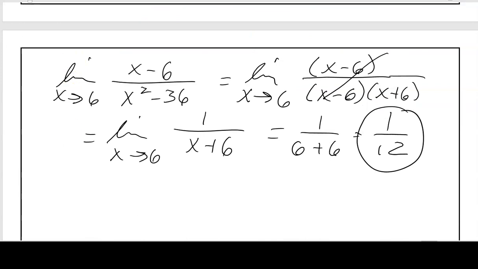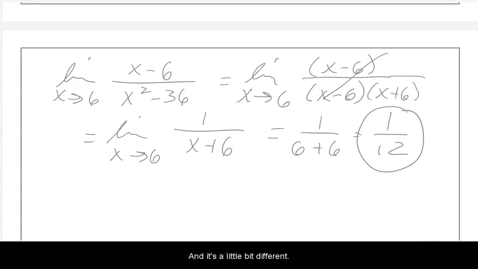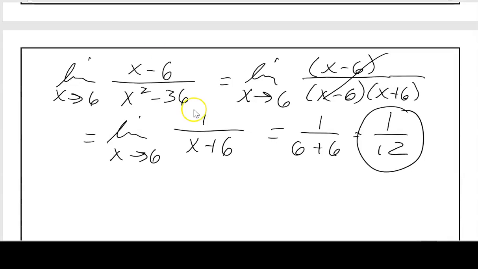Okay. Let's look at this next problem, which is kind of a weird one, and see what it looks like. This is problem number 3. And it's a little bit different than some of the others. Okay.